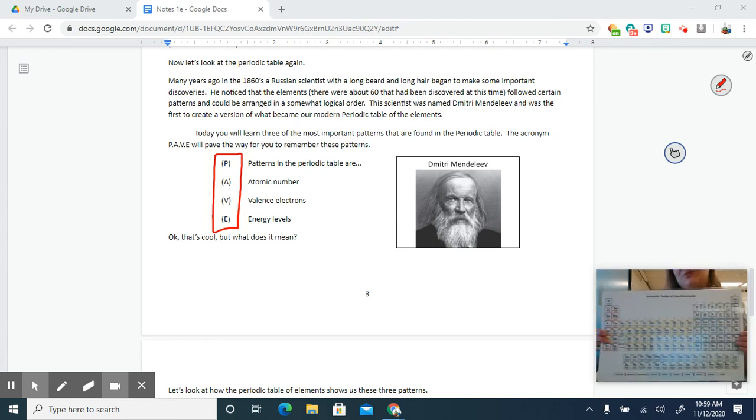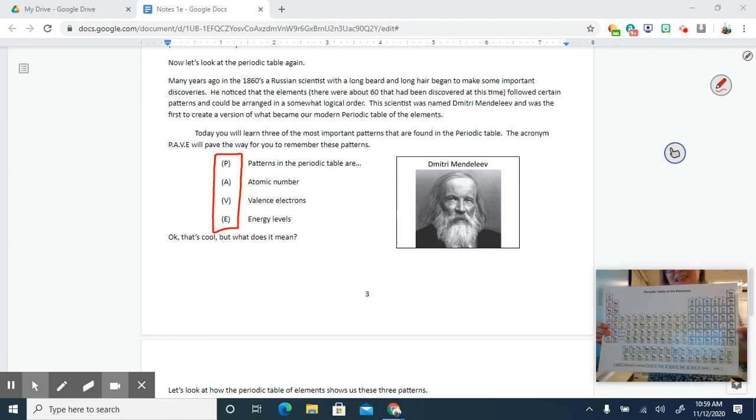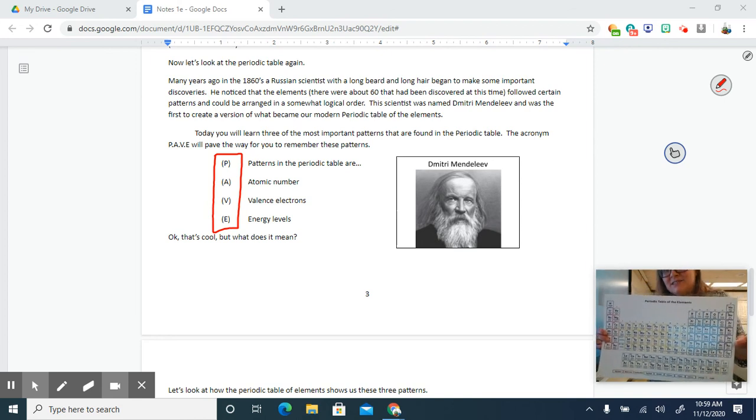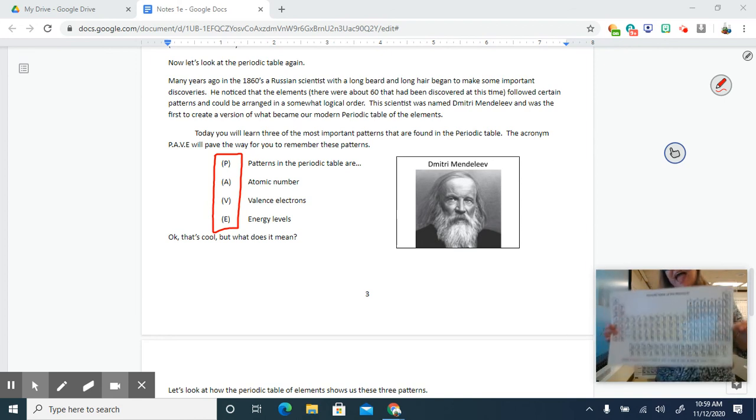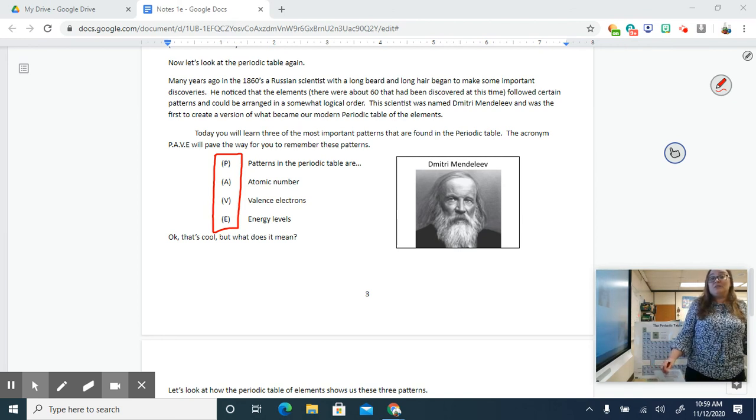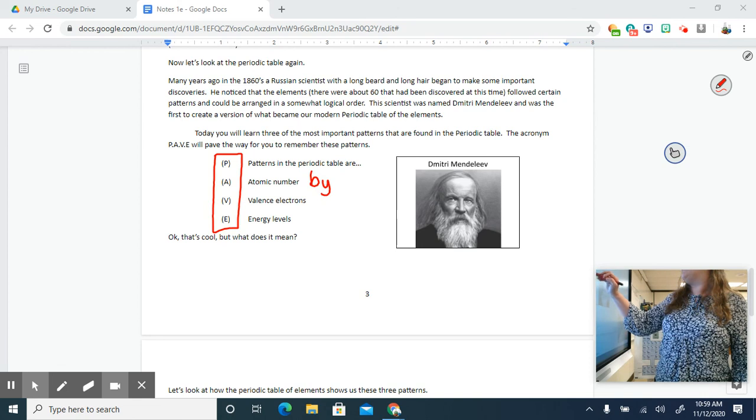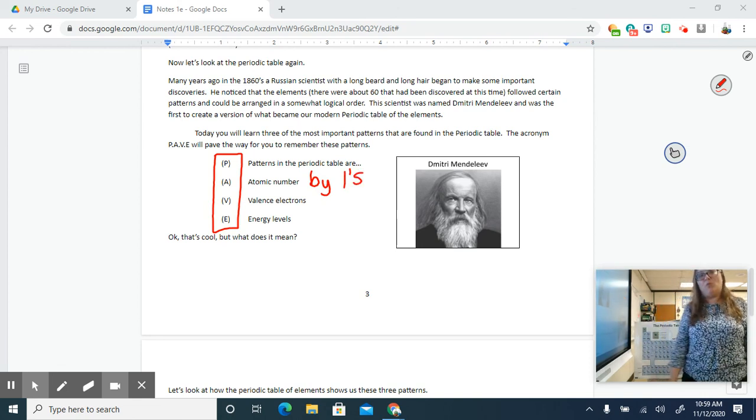1, 2, 3, 4, 5, 6, 7, 8, 9, 10, all the way to 118. It's a boring pattern, but it's a pattern. Counting by ones is a pattern. So your atomic number pattern is by ones.